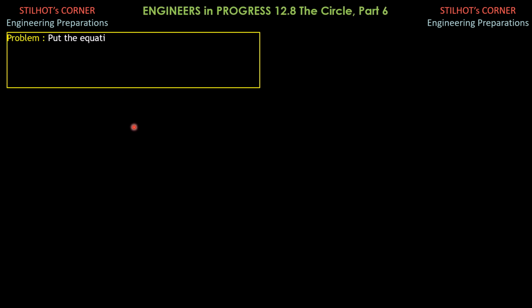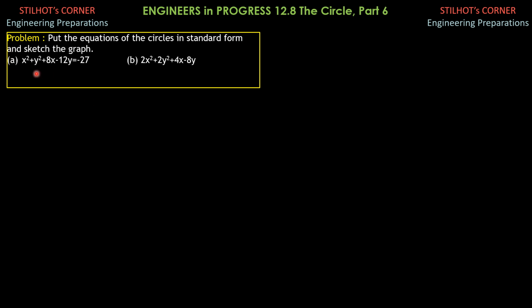There are 4 exercises here. The fifth one is for you to check. So here we go. Put the equations of the circles in standard form and sketch the graph of the following. A: x squared plus y squared plus 8x minus 12y equals negative 27.